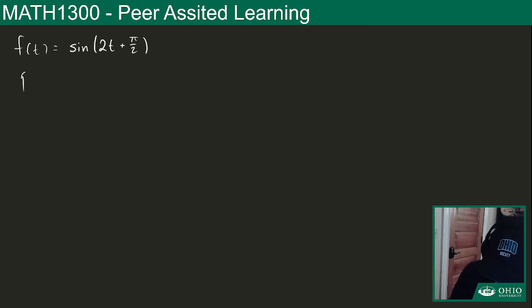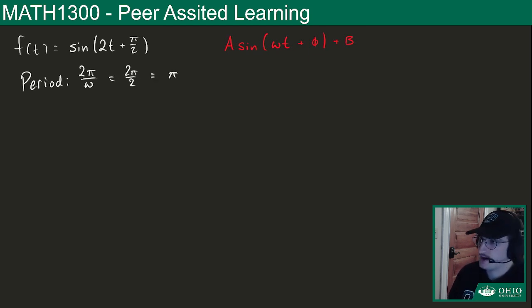So the first thing we'll solve for is the period. I guess what I should write down is the format we're looking for: a times sine, and then we use omega, we often use t as our variable, and the Greek letter phi, and then plus b. So we're looking for this form. And anyway, period is 2 pi over omega. In our case, omega is 2, so I get 2 pi over 2, and so my period is going to be pi.